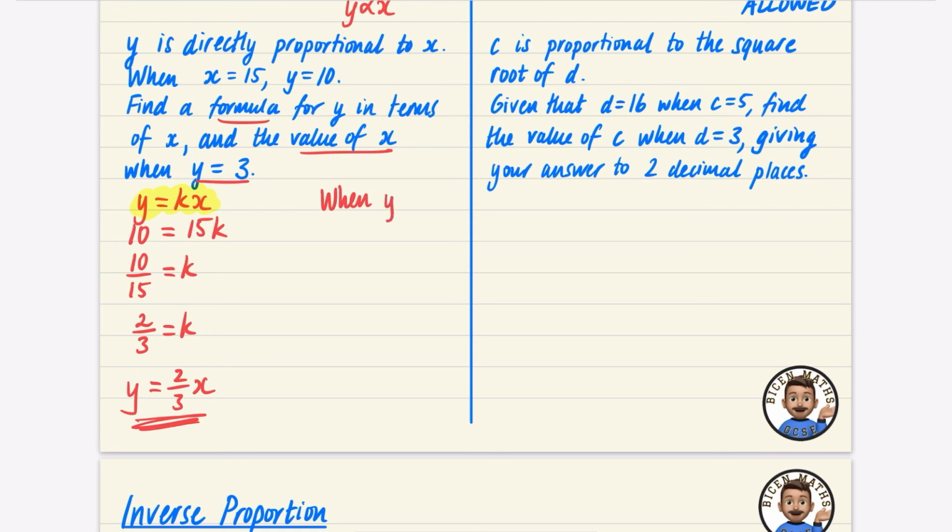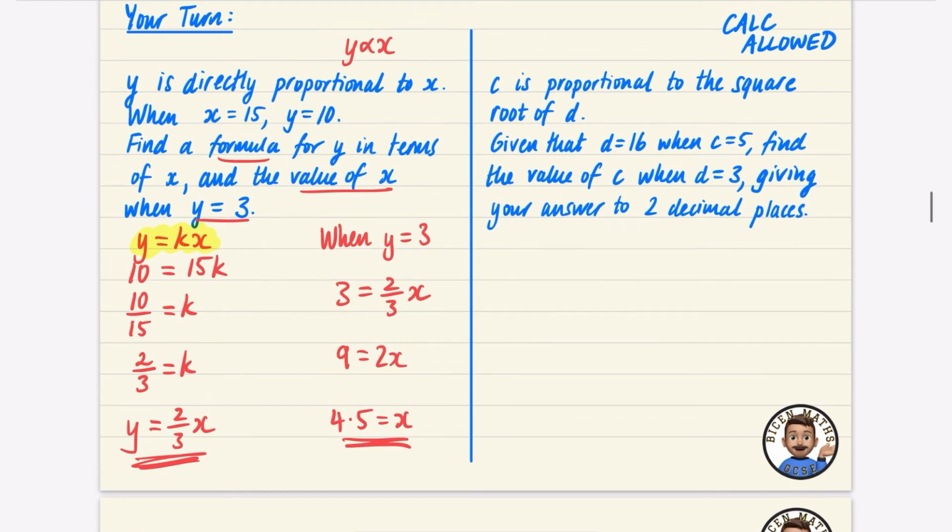We're now going to find the value of x when y equals 3. So when y equals 3, we would get that 3 equals 2 over 3 x. So I'm going to try and get rid of this. I'm going to get rid of this bit, which is dividing by 3, by multiplying by 3, so that 9 equals 2x. And then I'm going to get rid of this 2 by dividing by 2. And you could either write it as 9 over 2, or you could just give it as a decimal and say that x is equal to 4.5.